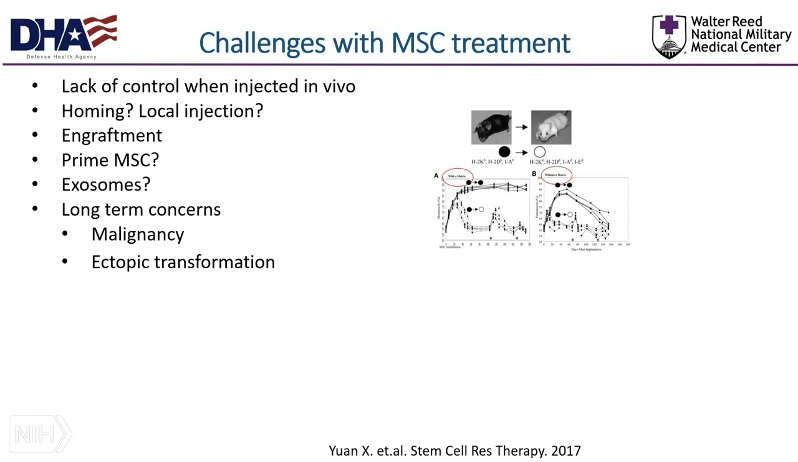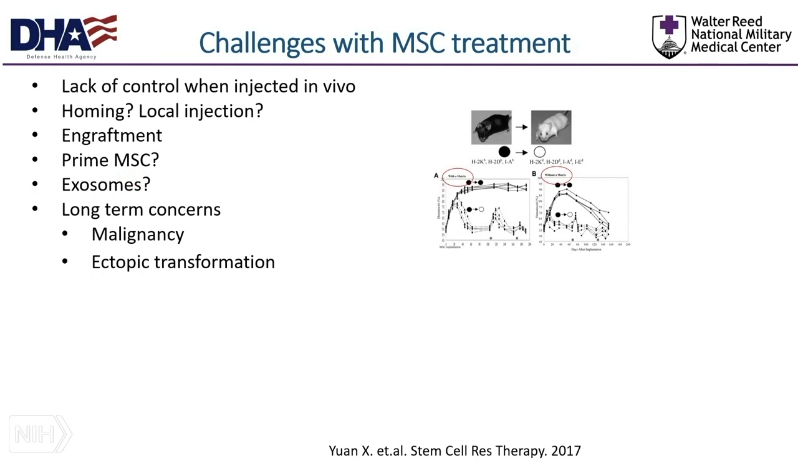So the challenges with the mesenchymal stem cell treatment is we really don't have any control upon injection of these cells in vivo, and the homing remains a concern. The local injection has been used and it's been shown in different models. It's very effective, including us. We tried it in lupus kidneys and showed a good trend. And engraftment is challenging. Priming mesenchymal cells, for instance, exposing them to interferon, works better for GVHD models in animals.